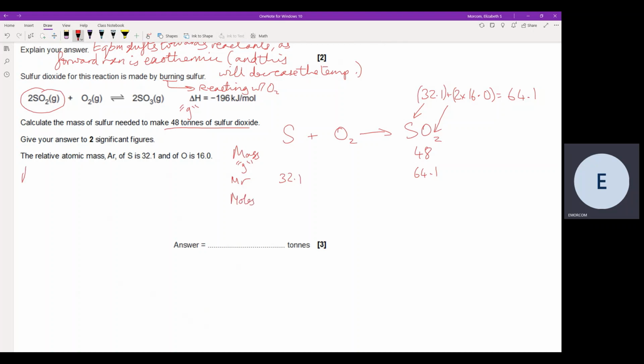And moles, we just need to say to ourselves over and over, moles is mass over molar mass. So I'm going to do the mass that I need to make, 48, divided by 64.1 grams per mole. And that value is equal to 0.75.